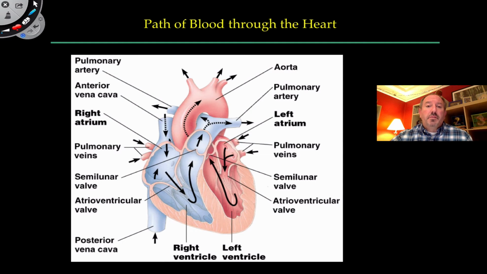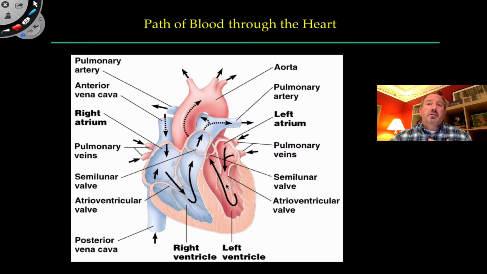Here's another diagram of the heart looking at this blood flow. Again, it's coming in from the superior vena cava, or sometimes known as the anterior vena cava, and it's also coming up into the right atrium through the inferior vena cava, also known as the posterior vena cava, because it's a little bit more towards the back than the front. Just to point out, we talk about the right side of the heart and the left side of the heart.